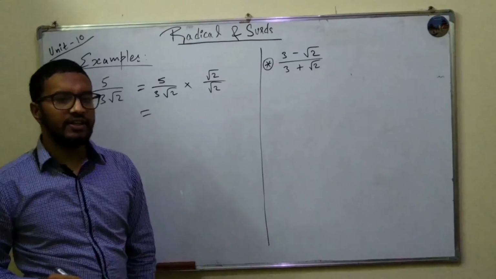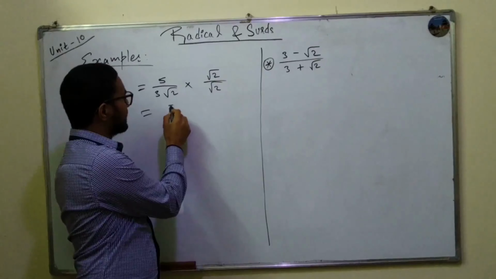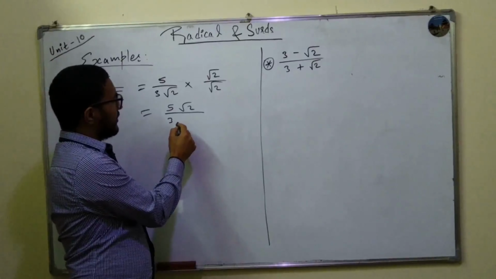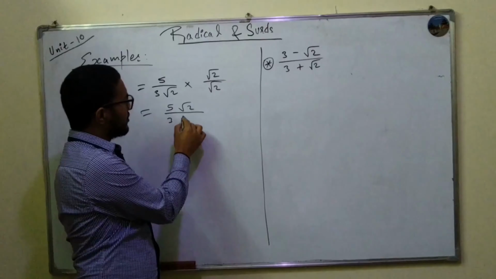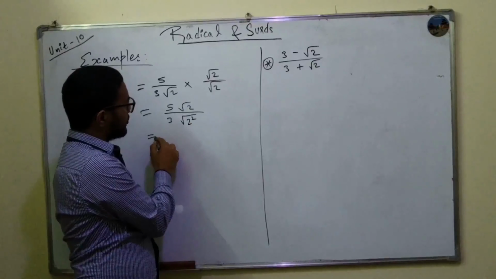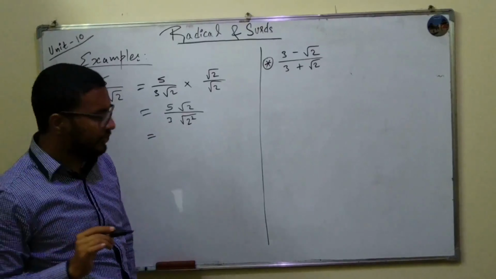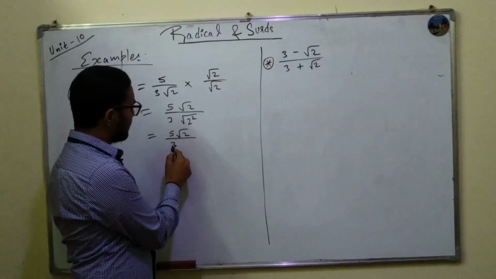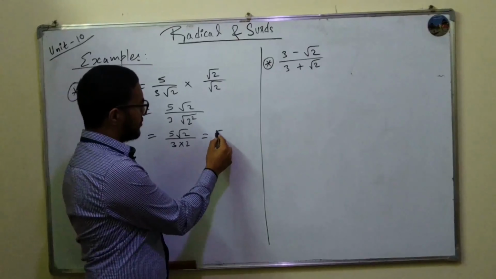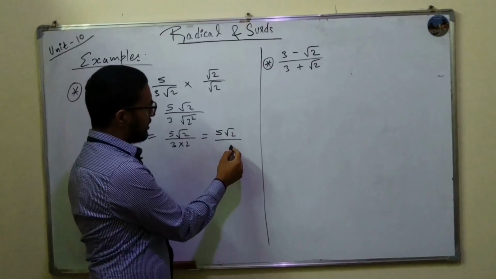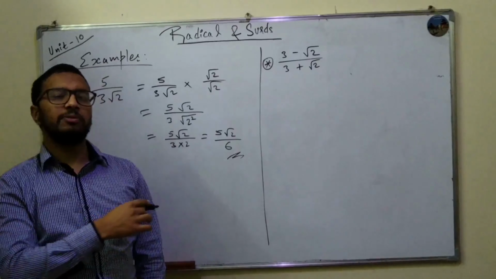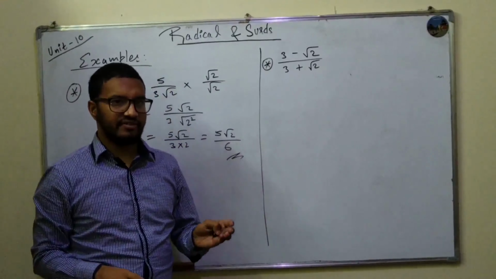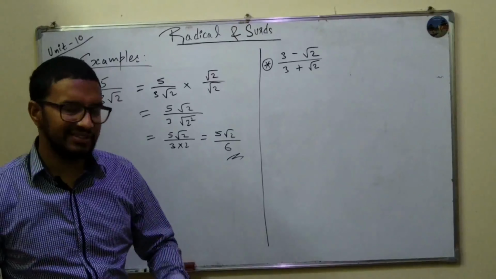When you're multiplying these things, you'll be getting 5 under root 2 and then 3 under root 2 square, right? So that means this 2 and this can be cancelled out. So we will be getting 5 under root 2 and then 3 into 2. This will give us 5 under root 2 and then 6, okay? So that will be your answer. All you need to do is just multiply by your rationalizing factor, which is basically a surd as well, okay?